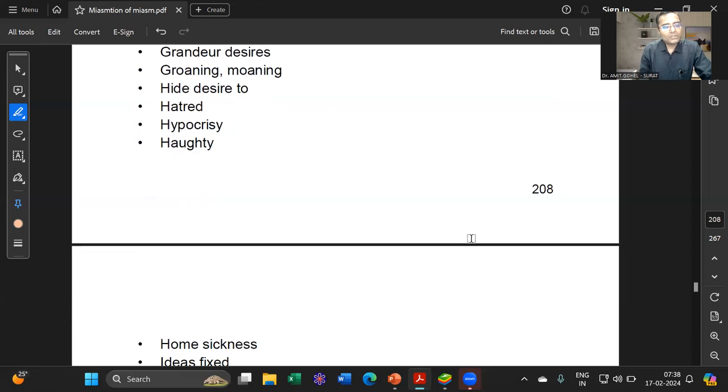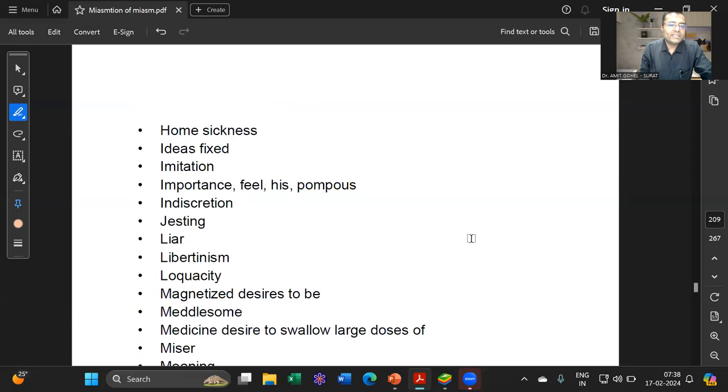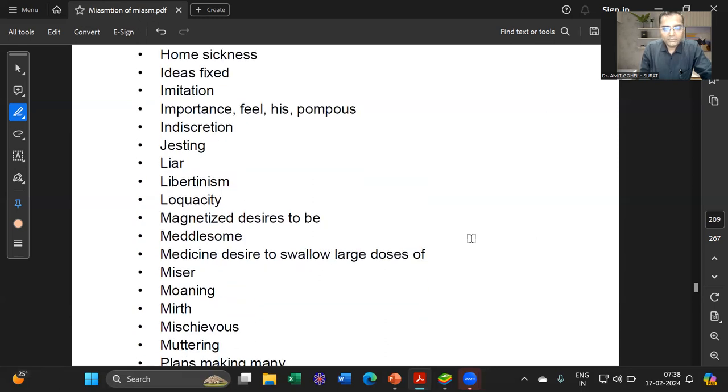Hypocrisy. So something which I am showing is different, and actually what I am is different, that is called hypocrisy. Haughtiness, homesickness, ideas, imitation, important, feels pompous. These are the psychosis. Indiscretion. Indiscretion is a lack of circumspection. Here the lack is psychosis, but here the indiscretion can go into a syphilitic state also. So sir has beautifully explained the meaning of indiscretion in the book Genetic Materia Medica, the Baryta group. So all the Baryta group is based on this rubric. So you can go through that book and understand how indiscretion is presented by sir in a beautiful manner. So this is psychosyphilitic in nature.